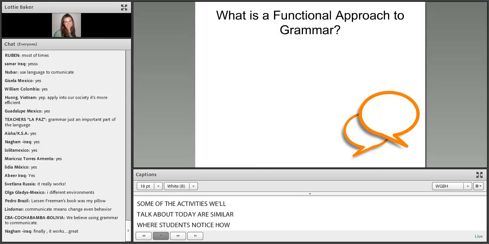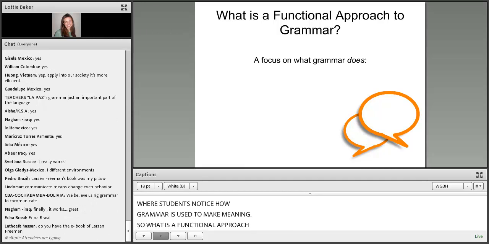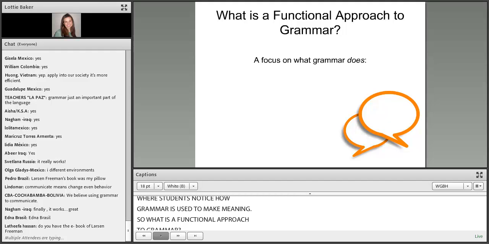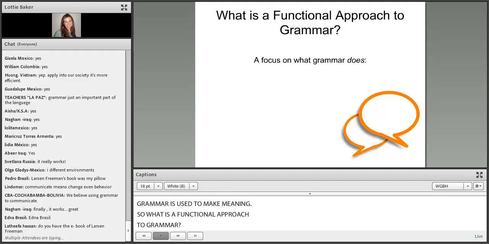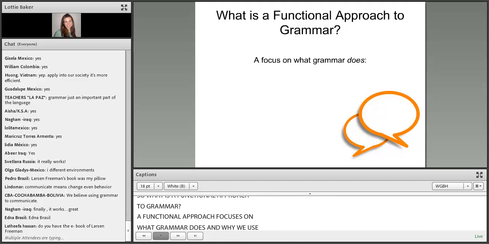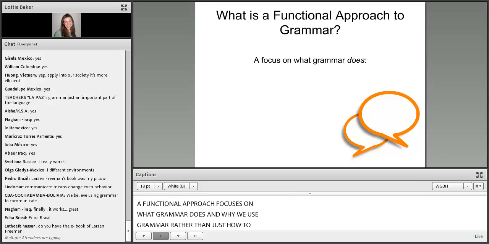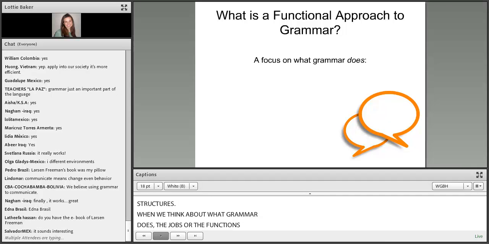So what is a functional approach to grammar? A functional approach focuses on what grammar does and why we use grammar, rather than just how to make certain forms and structures. When we think about what grammar does, the jobs or the functions of grammar, we can say that grammar does 3 main tasks.